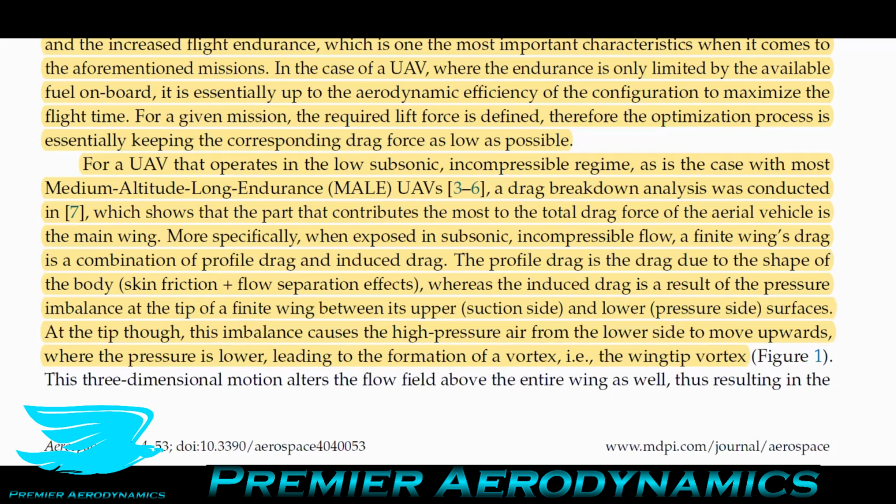So they say for a UAV that operates in a low subsonic incompressible regime, which is the case for most UAVs that are used for these kind of operations, like search and rescue, the drag breakdown analysis shows that there are two main components of drag. There's overall the profile drag and then the induced drag. The profile drag can be reduced even more to the skin friction and the pressure drag.